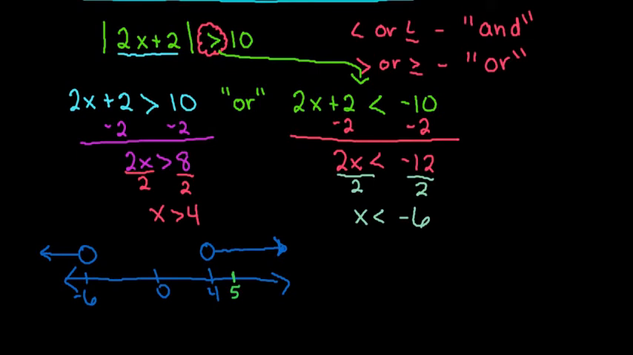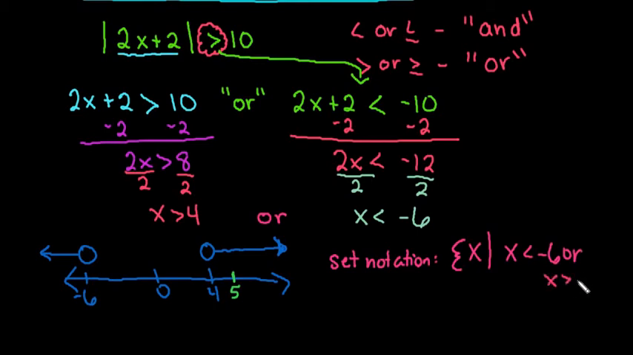As far as writing the answer goes, depending upon the course that you're in, you can leave it like this, which is a completely acceptable answer. If you have to write it in set notation, then all you would have to do is put your brackets and x such that x is less than negative 6, or x is greater than 4.